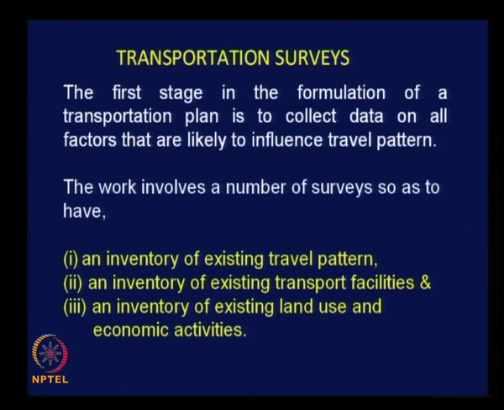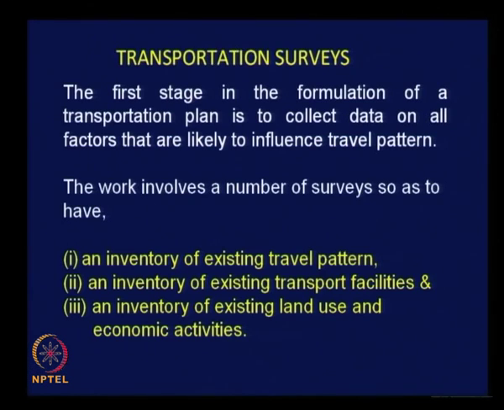And third, an inventory of existing land use and economic activities. There are 2 aspects here. Inventory of the existing land use. Inventory means identification of the type of the land use and then intensity of usage of that particular land use, and then economic characteristics of the urban area at aggregate level.